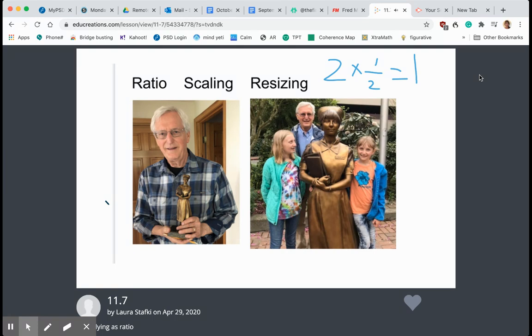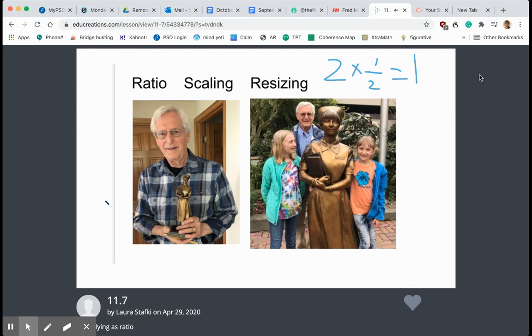Well, I'm looking at these two pictures, and if you haven't guessed, that's a picture of my dad. My dad is a sculptor, and he made this sculpture right here of a nurse. It's outside Tacoma General Hospital, and he has two sculptures that you can see look identical. Well, he used ratio and scaling to make both of these exactly the same. Only one is smaller. The little one is 1/7 of the size of the big one.